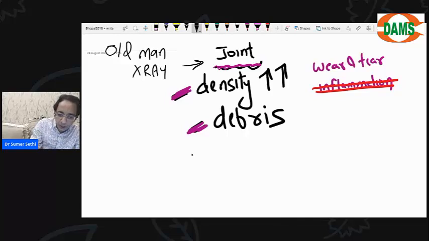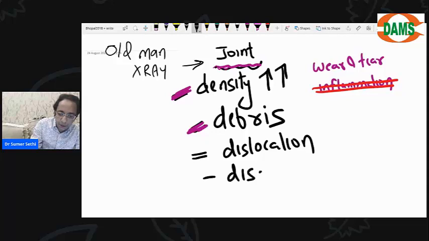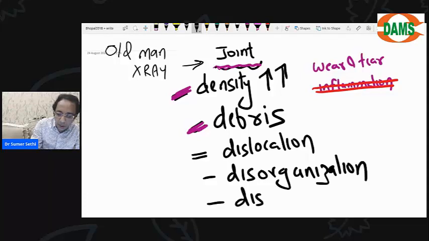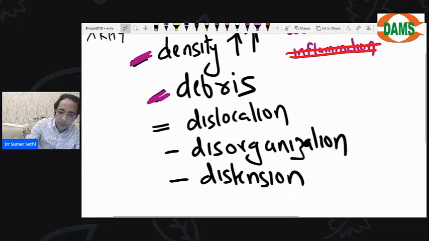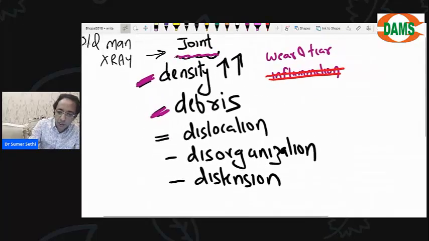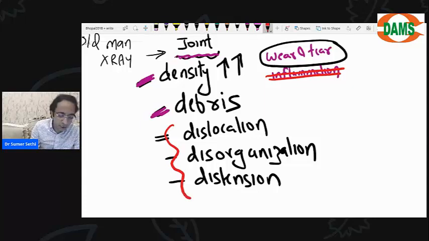Now please understand. Okay. Now in addition to this, I am also writing there is increased density, debris. Now I'm saying there is dislocation of the joint. The joint is also appearing disorganized and it is appearing distended. ठीक है, अभी तक की बात से हमें लग रहा था there is some wear and tear of the joint happening. Now please look at the next two words. The joint is dislocated, disorganized, distended.